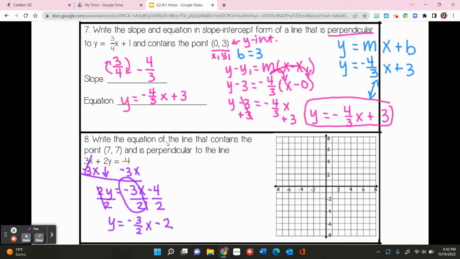So again, if I'm finding the equation of the line that is perpendicular to this, I want to start off by finding the slope that is perpendicular to this equation. So if my slope is negative 3 over 2, I want to find the opposite reciprocal. So I'm going to flip my fraction. So now I have negative 2 over 3. And I want to change my sign. So now it's a positive 2 over 3.